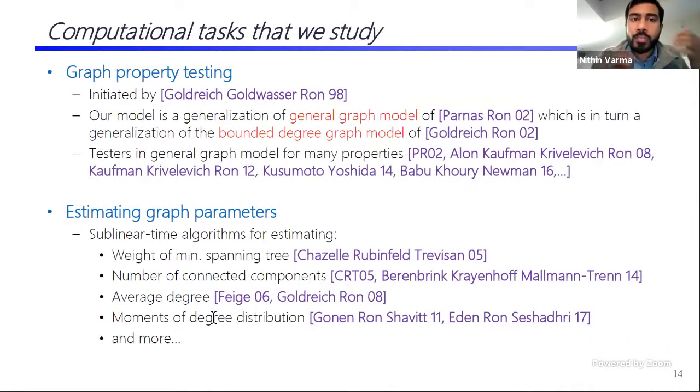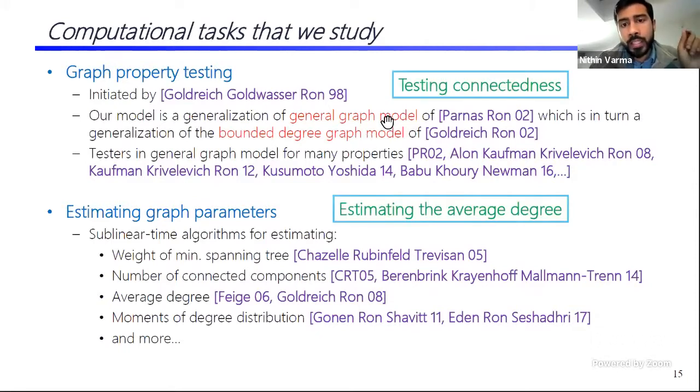We study two important computational tasks, that of graph property testing and that of estimating graph parameters. In the context of graph property testing, our model can be seen as a generalization of the general graph model of Parnas and Ron, which is in turn a generalization of the bounded degree graph model of Goldreich and Ron. In particular, we study the problems of testing connectedness and estimating the average degree.